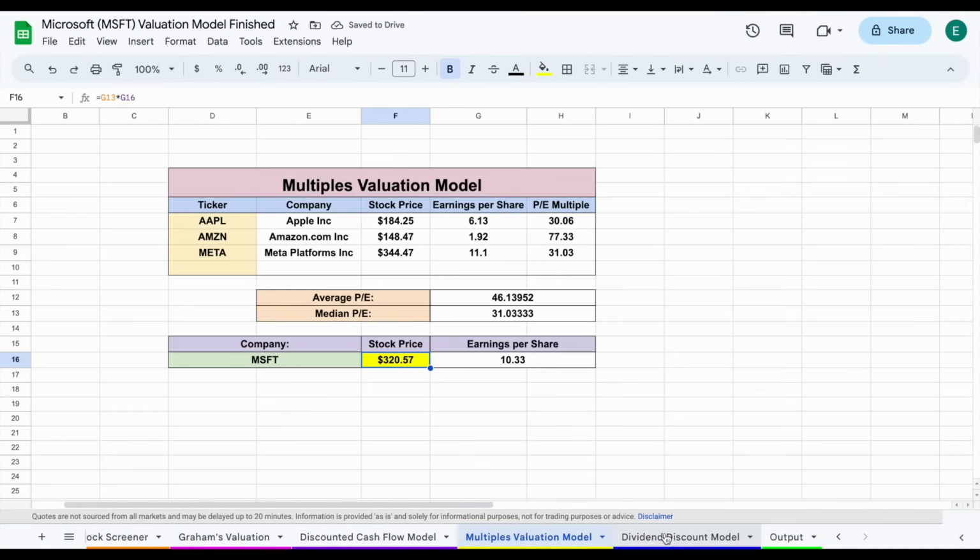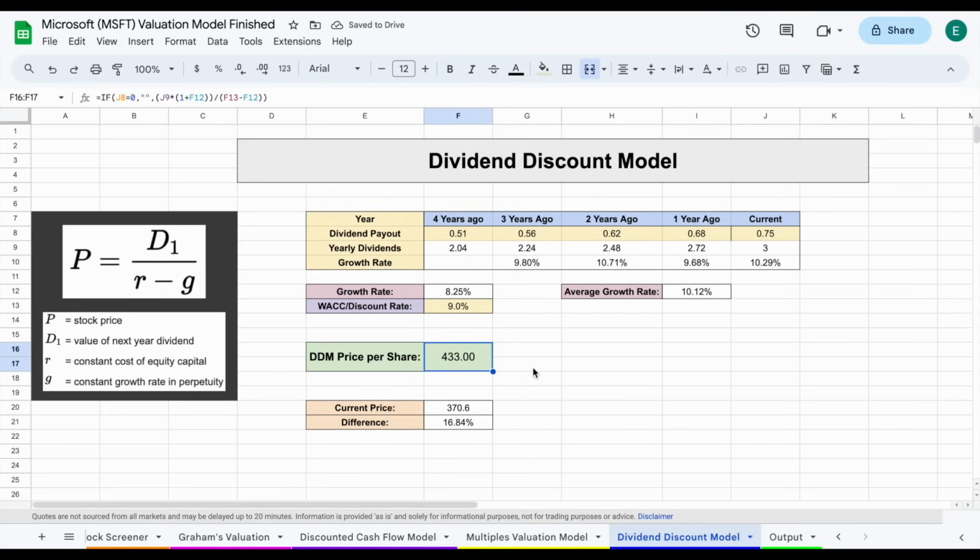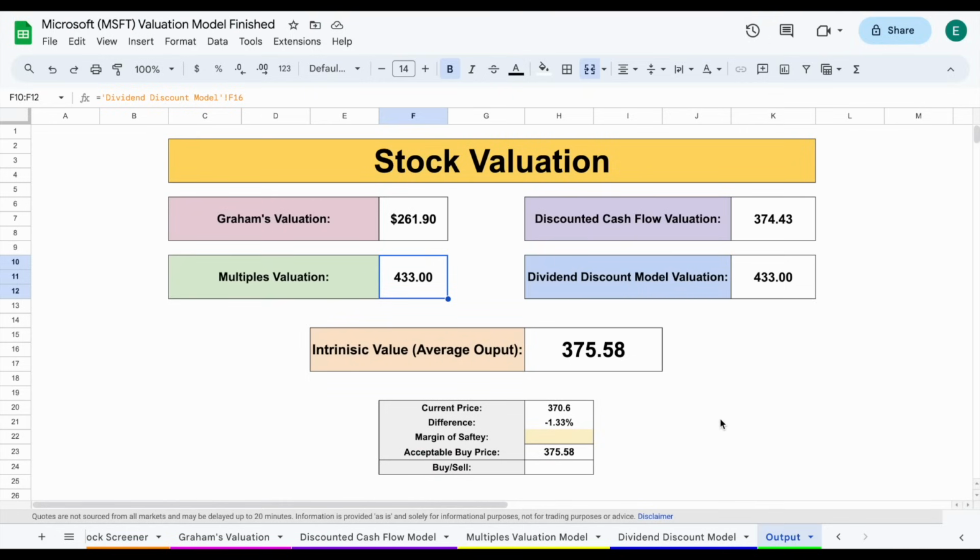And something I love about my stock valuation tools, I built an output tab so we can easily see all 4 valuations on one page. We have Graham at 261, multiples at 433, DCF at 374, and dividend discount model at $433 per share. And when you average those 4 together, we come to an intrinsic value of $375.58, extremely close to that current trading price. It's only off by about 1.33%.